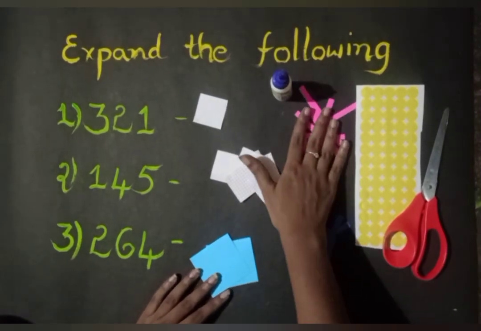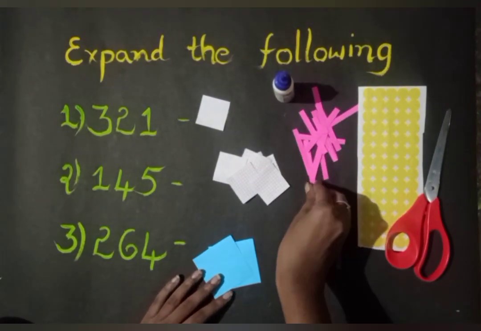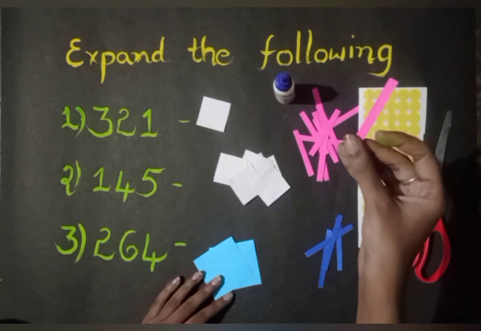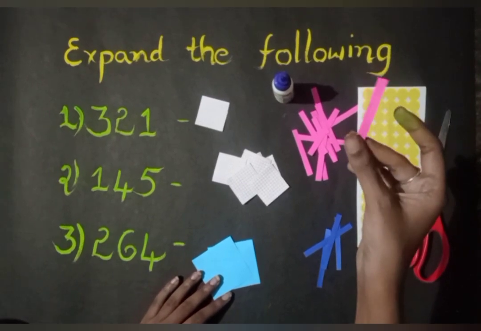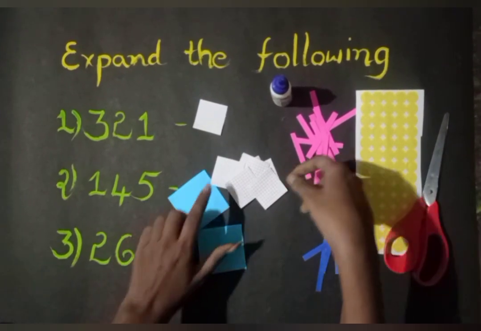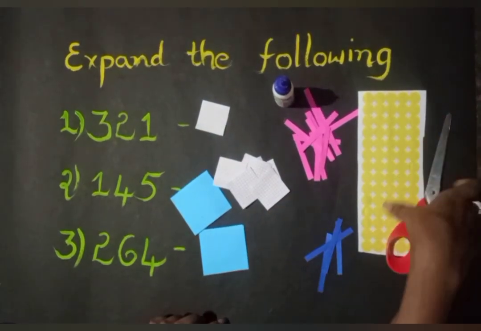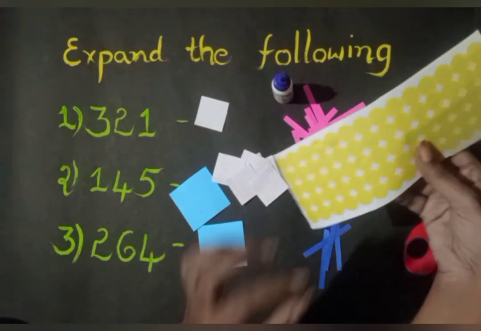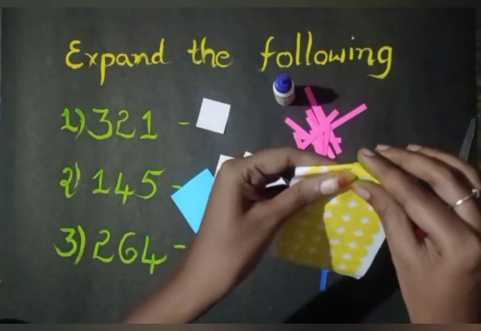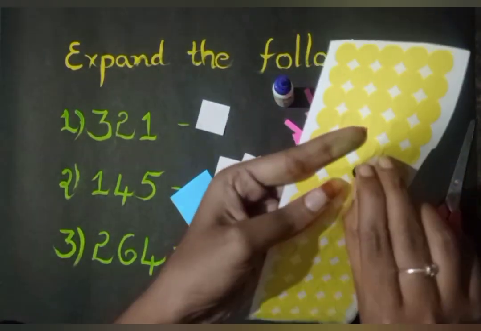Then to show 10 blocks, take standing strips. Take standing strips of a different color. So this will be the square one, this will be the standing one, a rectangle. And then to show ones, here I have taken round stickers. These are round.